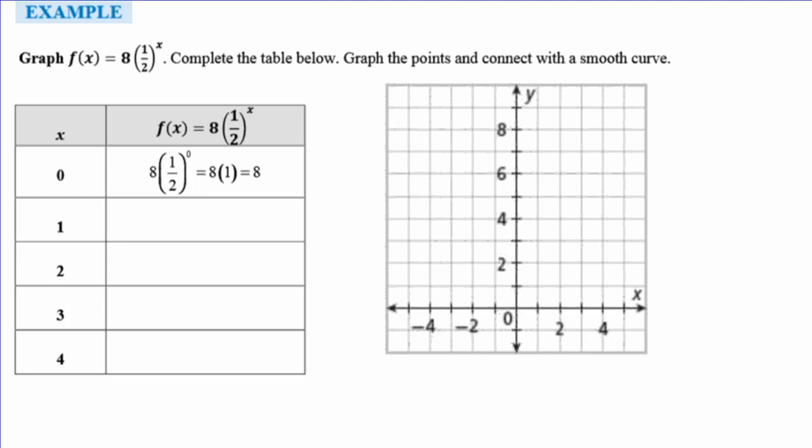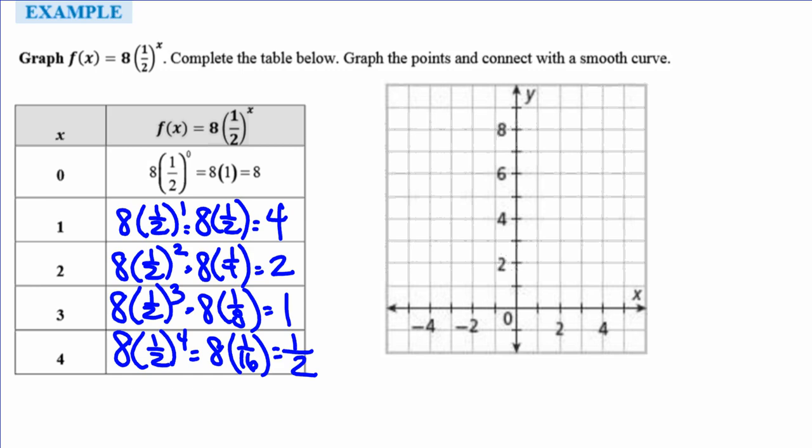So again, let's graph f of x equals 8 times 1/2 to the power of x. We can complete the table and plot the points to see what kind of curve results. So again, substituting the values in for x and working them out, we can see when we input 1, we have an output of 4.